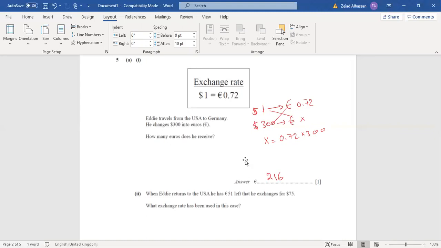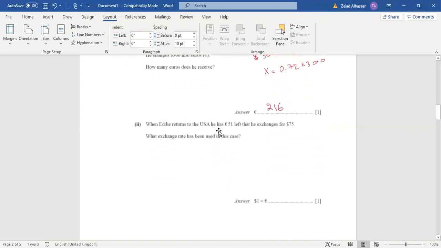Now, when he returns to US, he has 51 euros left that he exchanged for $75. The man went to the exchange shop, told him I have 51 euros. The man calculated that he deserves $75. So what exchange rate has been used in this case?